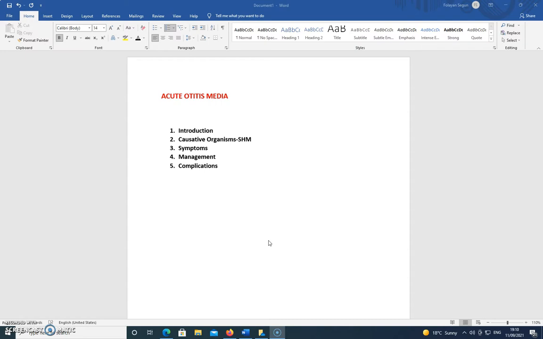Apart from this, there are a couple of conditions in which we give antibiotics from the start. This scenario that I described for you is what we do in the majority of patients. But in some patients, we give antibiotics immediately. Patients that are systemically unwell, patients that are immunocompromised, patients that are younger than 2 years with bilateral otitis media, and also in otitis media with perforation.